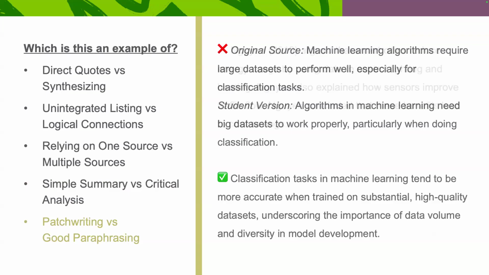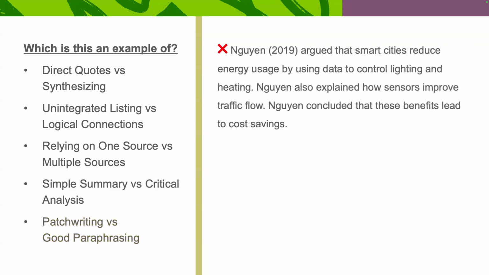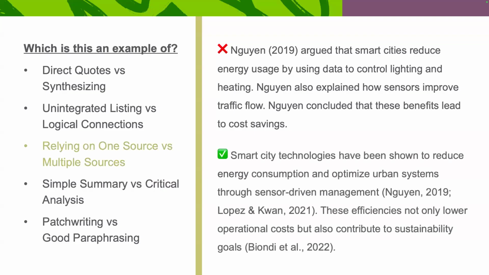And then this last one here: Wen (2019) argued that smart cities reduce energy usage by using data to control lighting and heating. Wen also explained how sensors improve traffic flow. Wen concluded that these benefits lead to cost savings. Nice, you guys are all experts on this now.